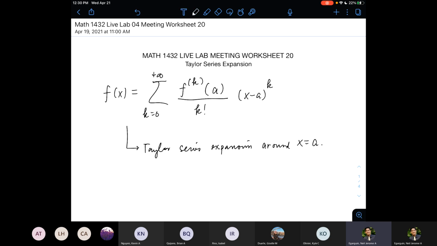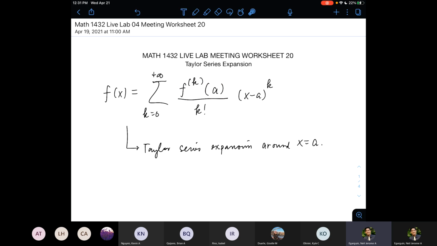So let's break this definition down. What do we have here? You just need to know what the value of a is. A is given in the problem, or if it is not stated, you can just choose x equals 0, a equals 0. That's the most basic choice for a. The k's and k factorial here are our mainstays. I guess the most crucial part here is to evaluate this f upper k, which is the kth derivative of f, evaluated at the number a.